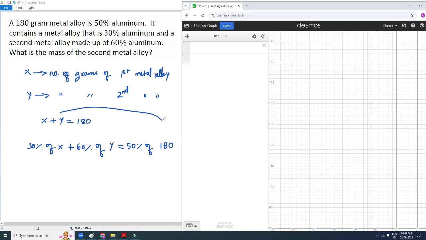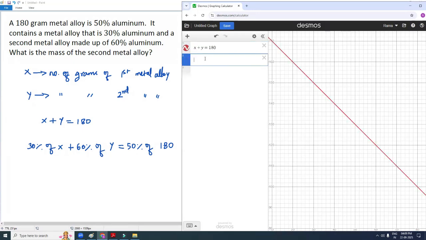Okay, here we have a system of two linear equations, and in this system we have to solve for Y, which gives the mass of the second metal alloy. We can use Desmos graphing software to solve the system of two linear equations. Let me type the equations in Desmos. That is X + Y = 180.